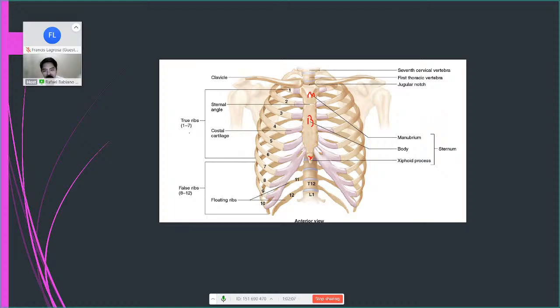The first 7 ribs are called the true ribs because they attach to the sternum. You can see 1, 2, 3, 4, 5, 6, 7. They all attach to the sternum. That's why they're called true ribs. The next ribs are the false ribs, 8, 9, 10. They're false because they don't attach to the sternum itself. They only attach to the 7th costal cartilage.